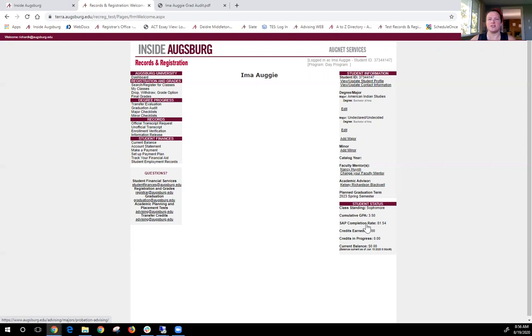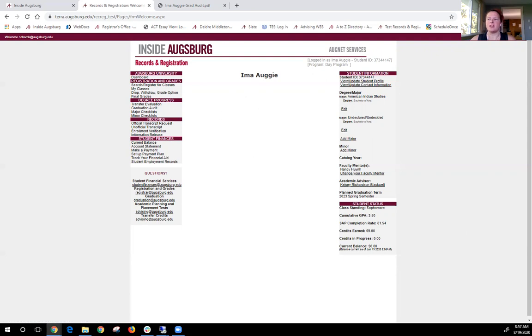Credits earned are credits you've already completed. Credits in progress are classes that you're currently enrolled in at Augsburg. And then last but not least, this will populate your current balance owed. So if you have any questions about this, you should be contacting Student Financial Services, and their contact information is over here on the bottom left.